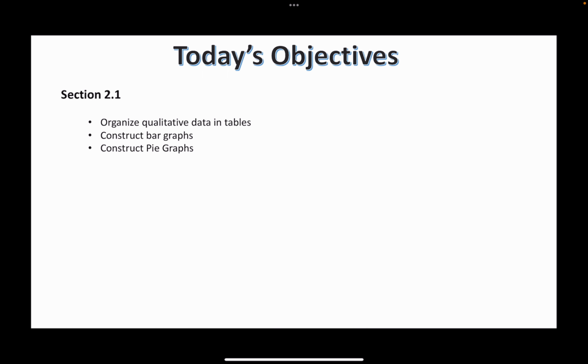We're going to do some bar graphs and pie graphs and look at qualitative data and how to organize it. So this is just the very beginning of the foundation of everything we're going to be learning this term. So once again, hopefully you have your notes available, and let's go.